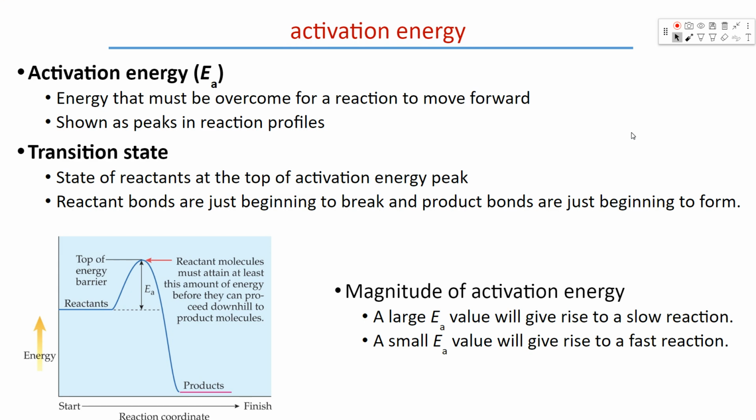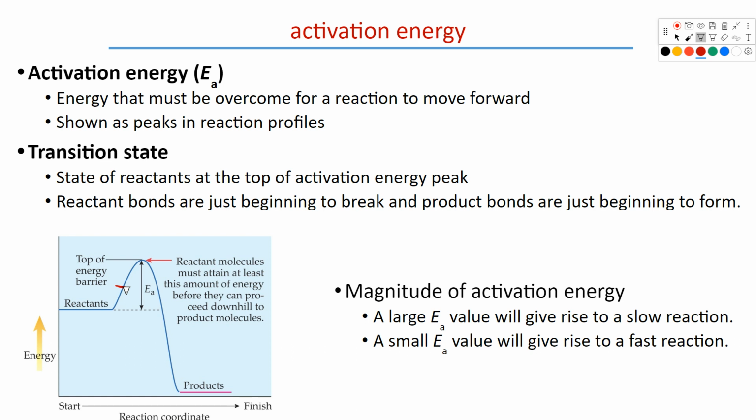Okay, so next part, activation energy. We talked about this last year. This is the energy that must be overcome for a reaction to move forward. It's shown as a peak in the reaction profile. We look from where our energy starts for our reactants, this little dotted line here, all the way up to the peak. This change here is our activation energy. If a reaction only has this much energy, it will not go. It has to have enough energy to reach the peak to be able to move forward.